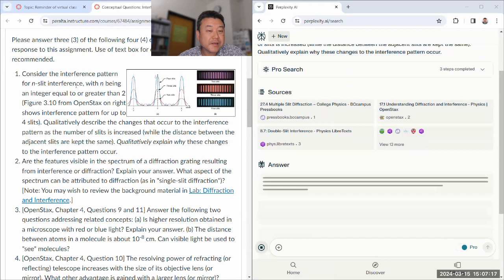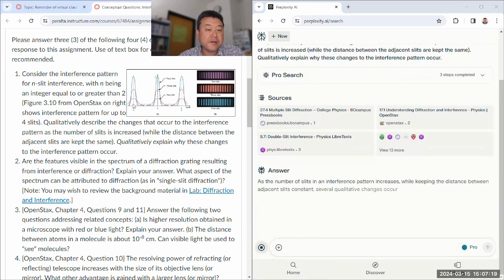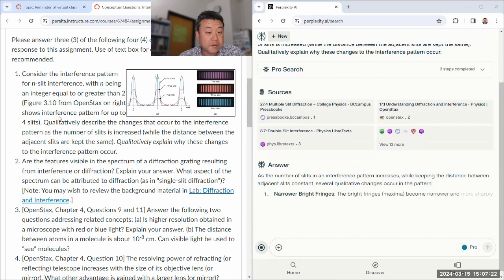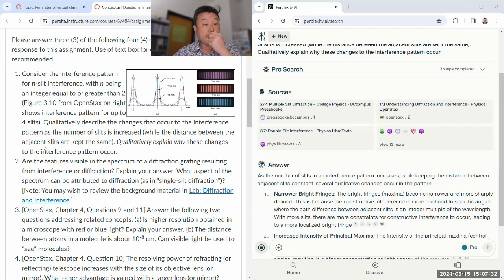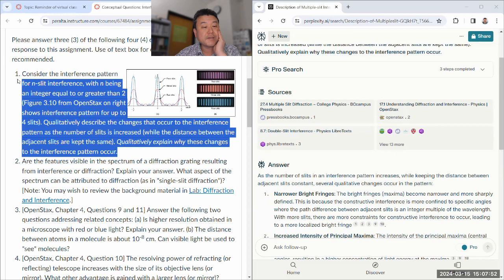So let me read the question. With a lot higher N, the peak becomes sharper and sharper in the interference pattern. Qualitatively explain why these changes occur. Oh, qualitatively explain. I mean, you could talk about the diffraction central maximum. You know, I gotta tell you, I forget what I put in the model answer.